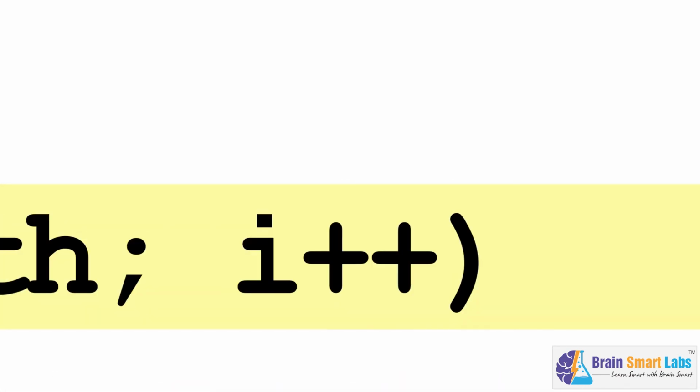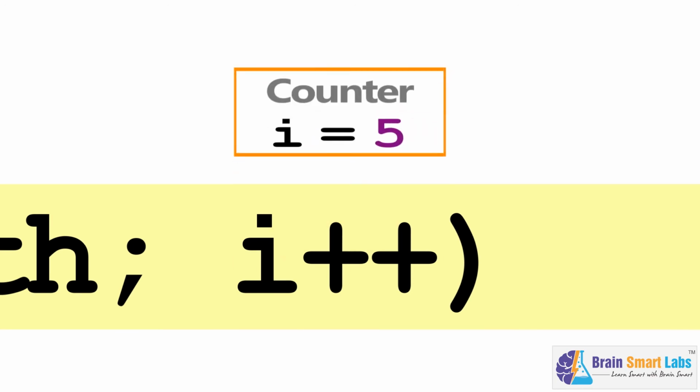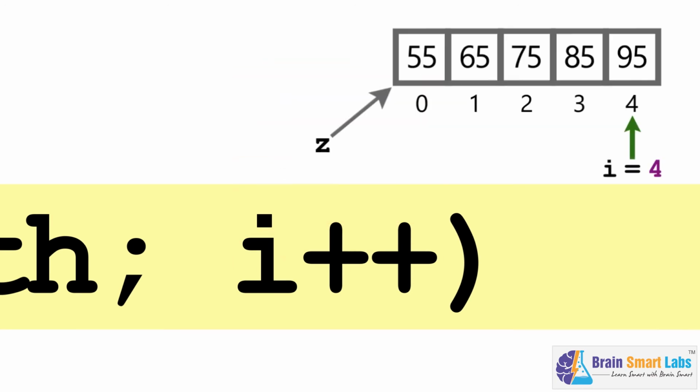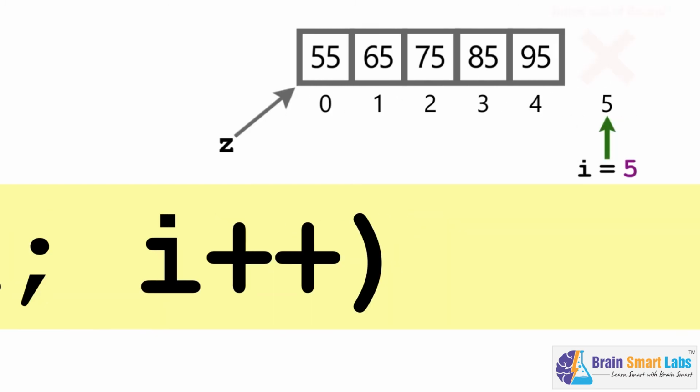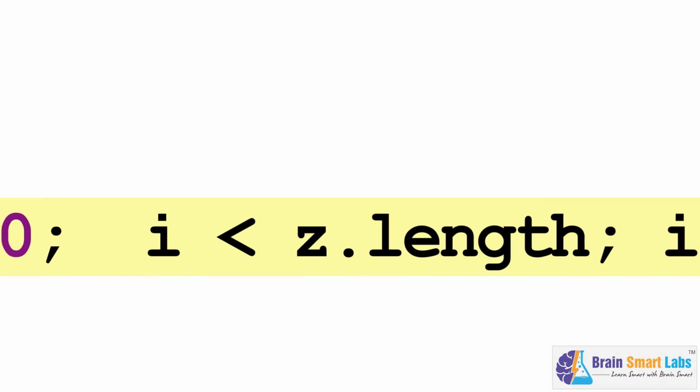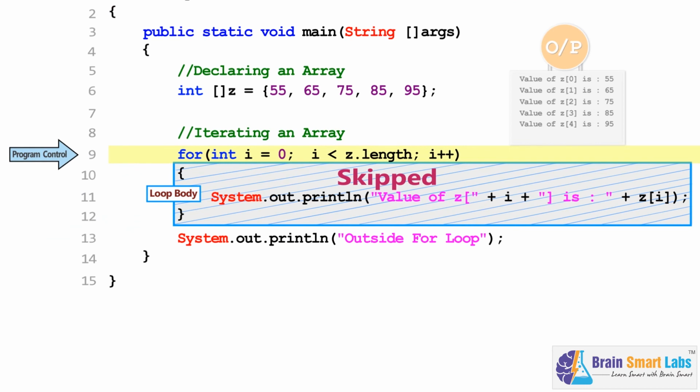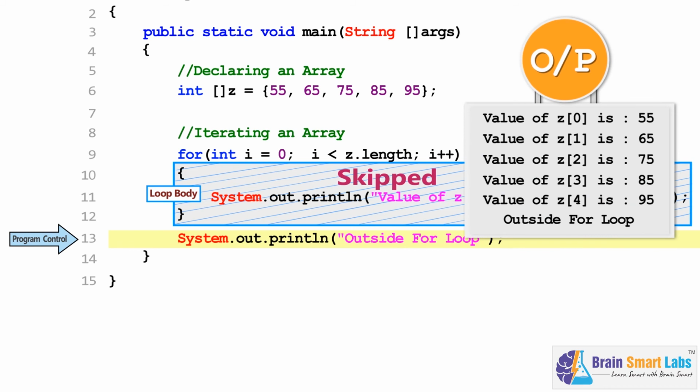Now once the loop counter value exceeds the array length, that is I equal to 5, the array index pointer goes out of bound and the condition now will turn out to be false. The program control terminates the loop by skipping the loop body and directly moves to line number 13 to execute the below statements till it reaches the end of our program.